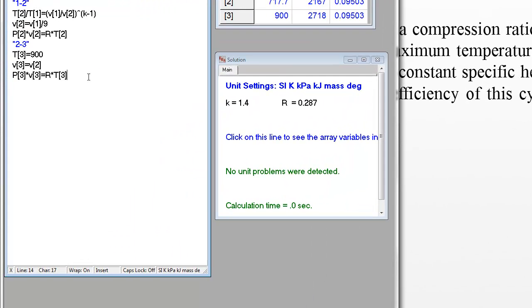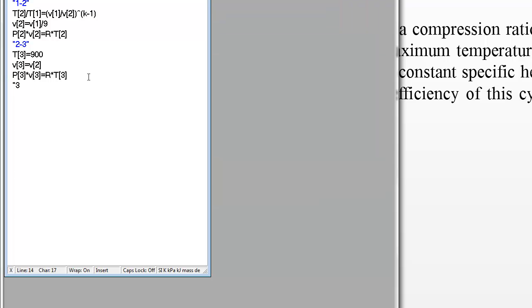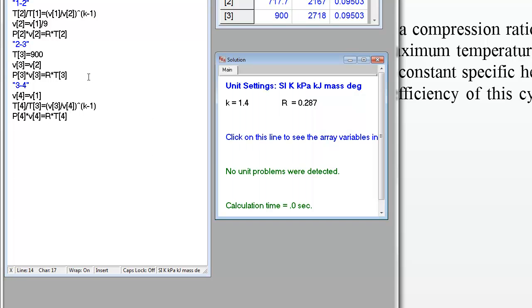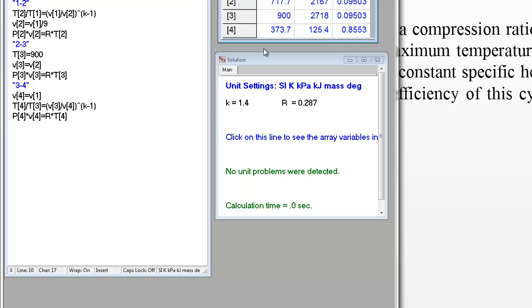We're moving around the cycle, and the next step is step 3 to 4, which is an isentropic expansion. V4 is equal to V1, going back down to that initial volume, and this is also isentropic, so T4 over T3 is equal to V3 over V4 to the K minus 1. Let's do the ideal gas equation, PV equals RT, and we should have our final state now. There are all of our conditions: pressures at points 1, 2, 3, 4, temperatures at 1, 2, 3, 4, and the volume at each point.